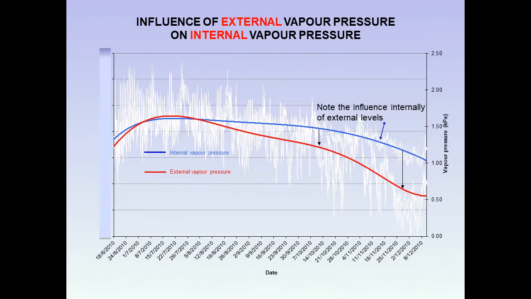So what is the influence of external vapor pressure on internal vapor pressure? Very important. Here's the graph showing an example, external vapor pressure in red, internal vapor pressure in blue. Note, as the external vapor pressure drops, so will the internal levels.